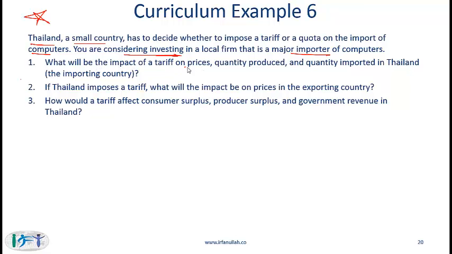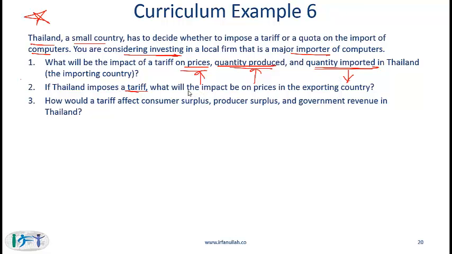What is the impact on prices in Thailand? When there is a tariff, obviously prices will go up. Quantity produced will go up because now the domestic price is higher, so domestic producers will produce more. Quantity imported in Thailand is going to come down.